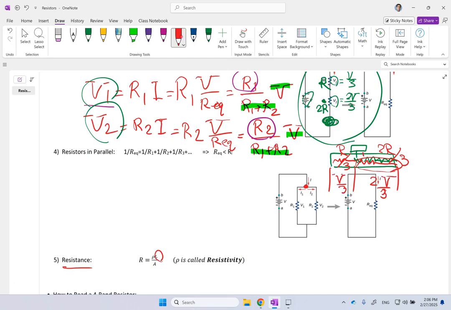But if I bring it here in the middle, now they're both going to be R over 2 and R over 2. Yes? In this case, both voltages will also be V over 2 and V over 2.